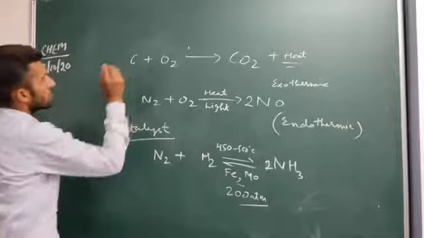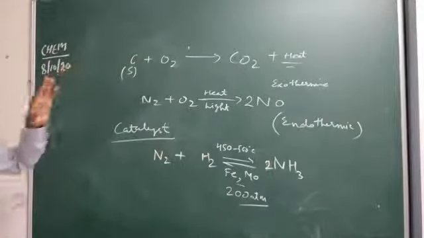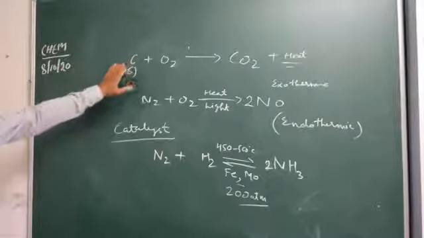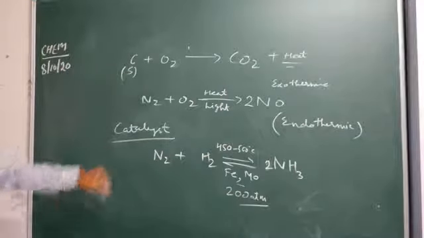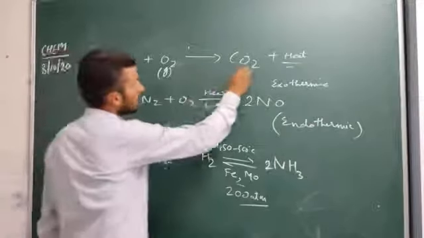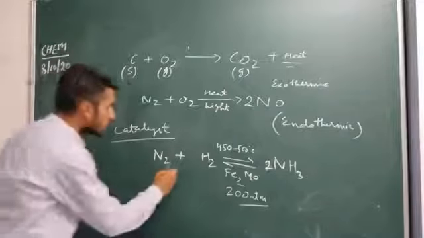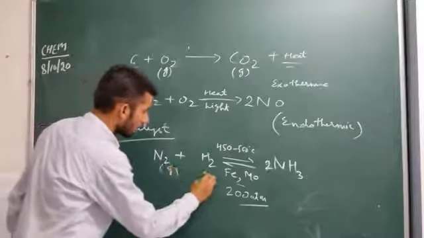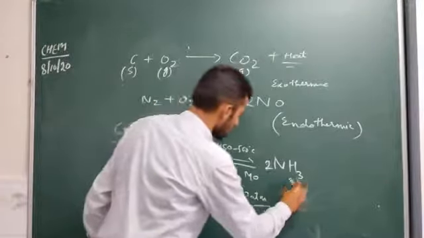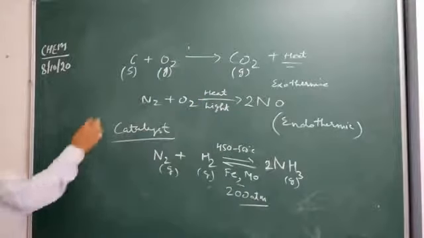Similarly, in this one, S is written, so S stands for solid state. Carbon is in the solid state in this reactant part, oxygen is in the gaseous form, and carbon dioxide is also in the gaseous form. Similarly, if G is written here, here and here, it means they are all in the gaseous state. Clear?